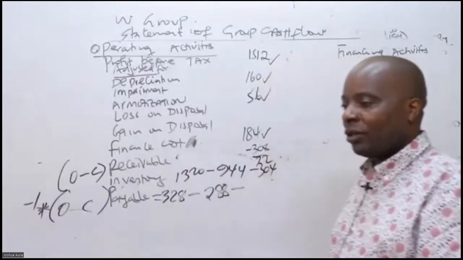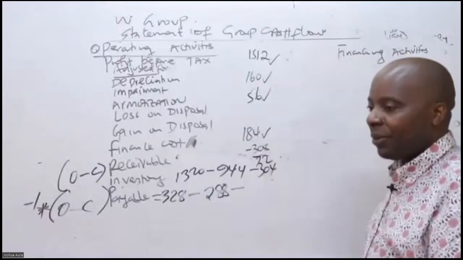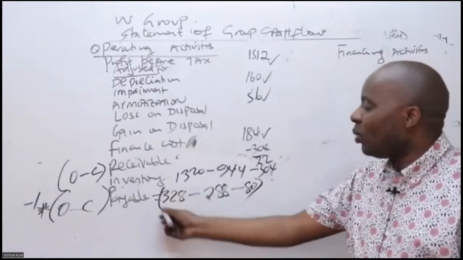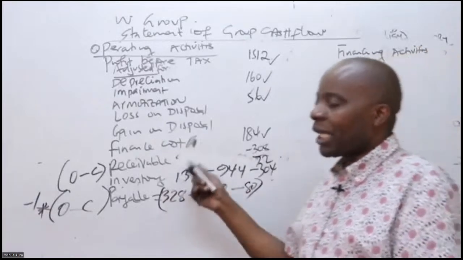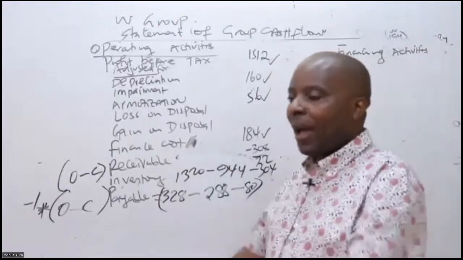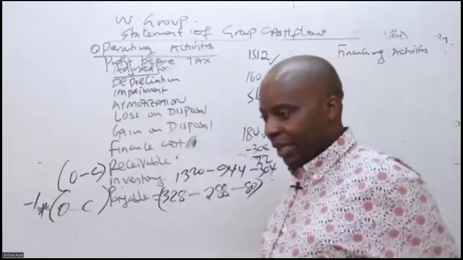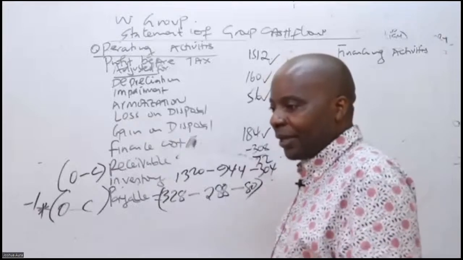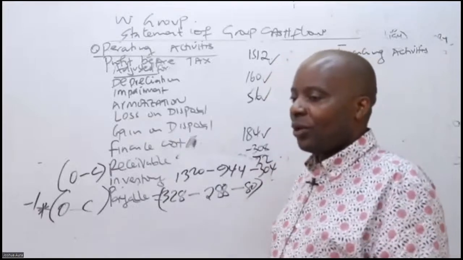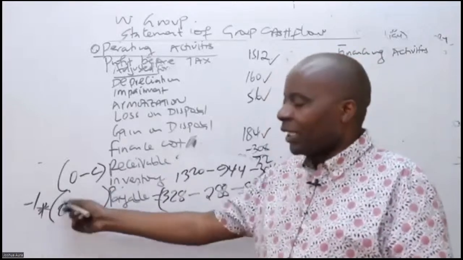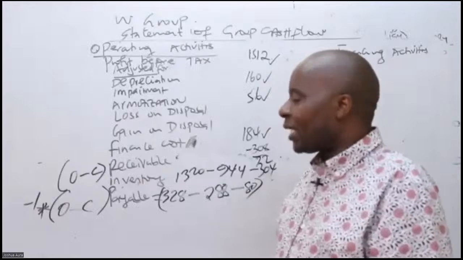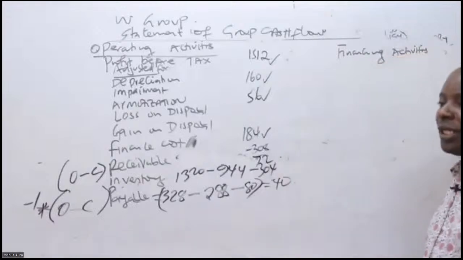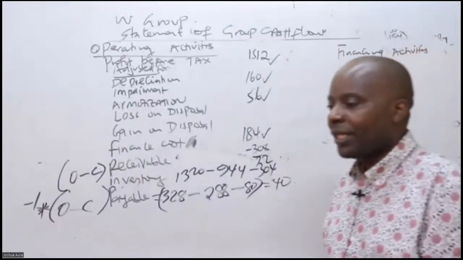So the payable of the subsidiary that was disposed, are you able to see it somewhere? 80, yeah? And then whatever I get, I will come and multiply this with minus 1 because payable is a liability. Whatever I get there, I will remember to multiply with minus 1. That one will easily confuse you. So the correct answer here is 40.